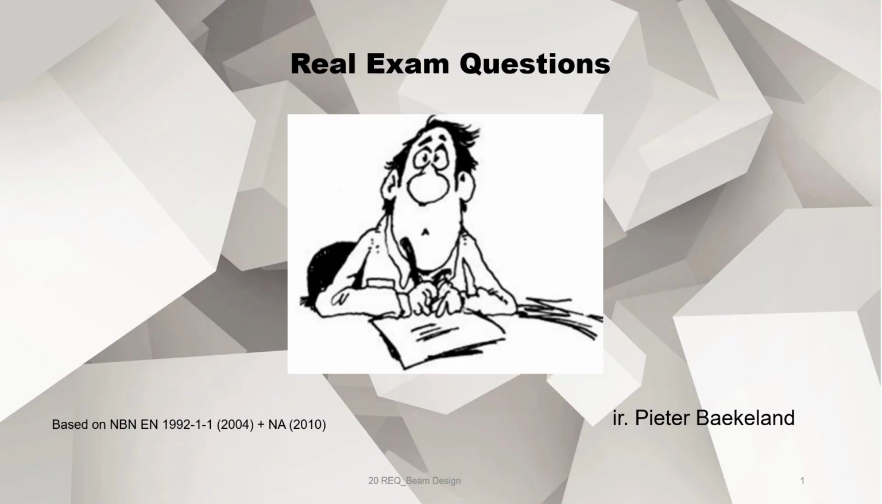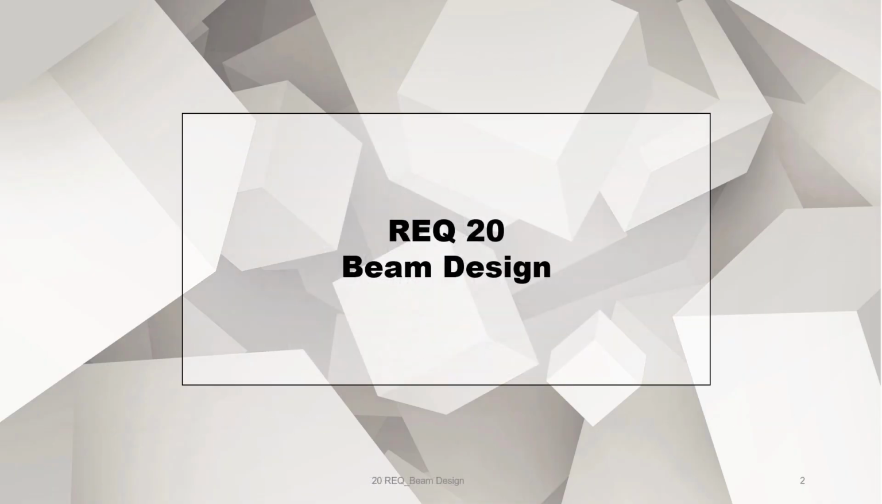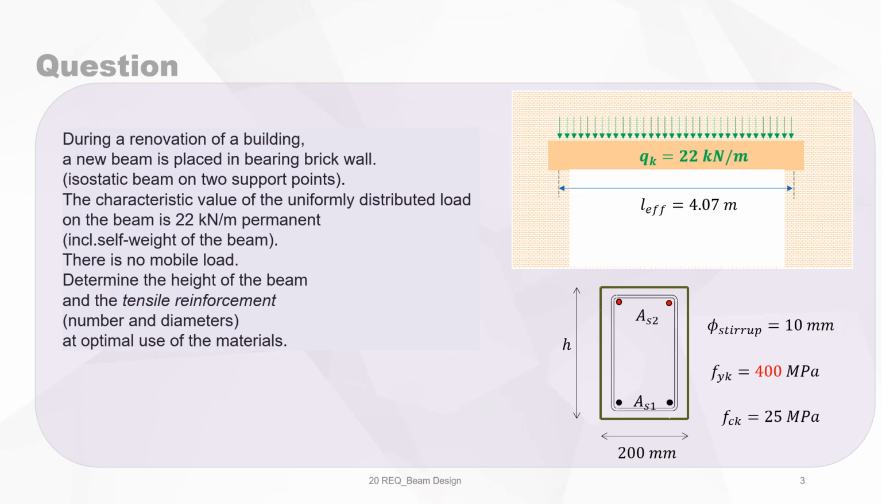Real exam questions. This is about question 20. It deals with beam design. Consider a beam placed in a brick wall, a bearing brick wall, and this is during a renovation work.